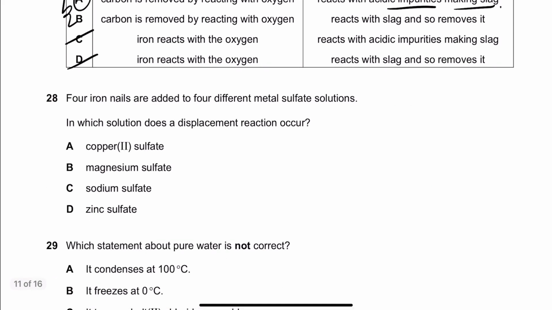Question 4 says, iron nails are added to 4 different metal sulfates. In which solution does a displacement reaction occur? A displacement reaction would only occur if iron is more reactive than that metal itself. So in which of these is iron more reactive? Magnesium is more reactive than iron, so iron can't displace magnesium in sulfate. It can't displace sodium. It can't displace zinc. So the only thing that it can displace is copper, because iron is more reactive than copper, right?